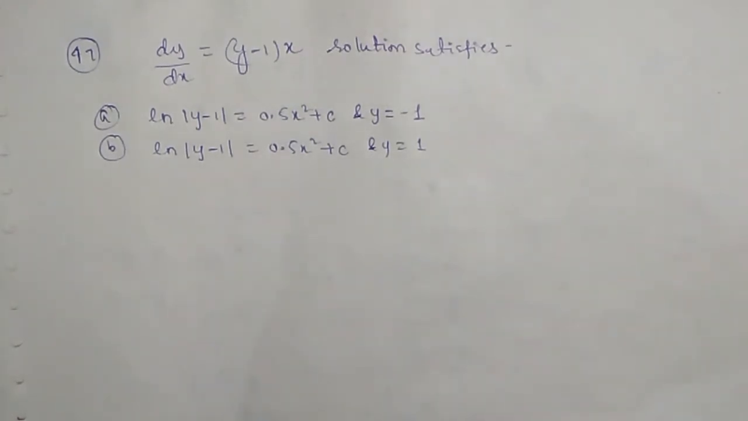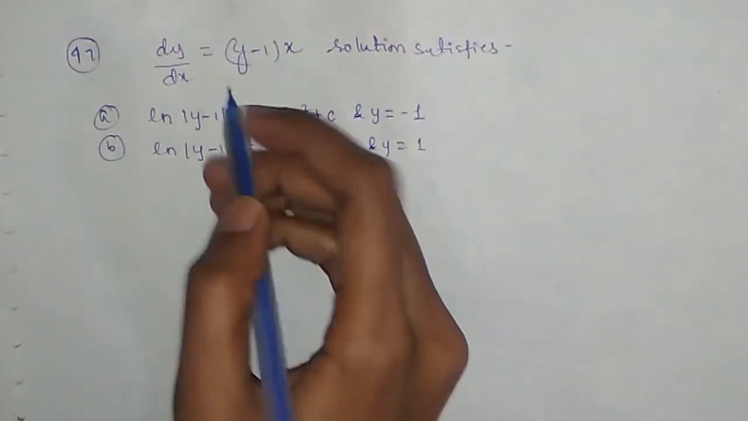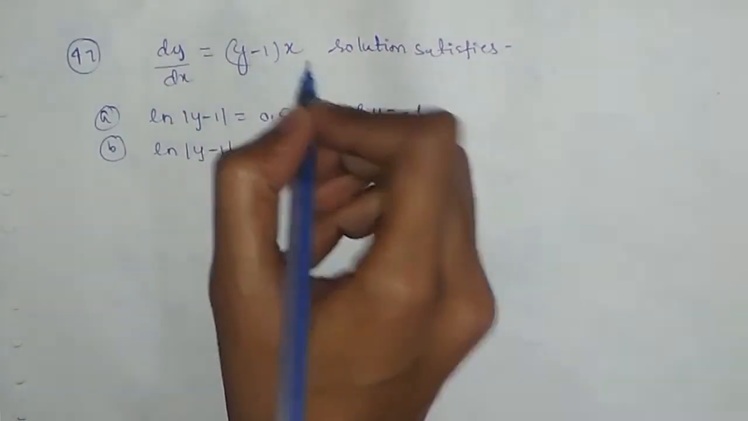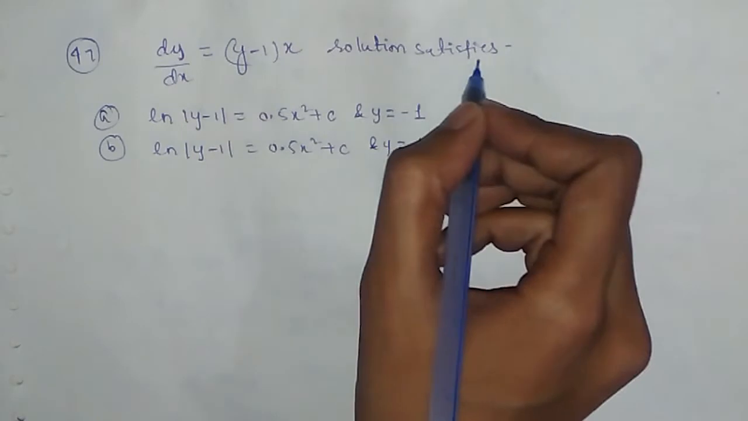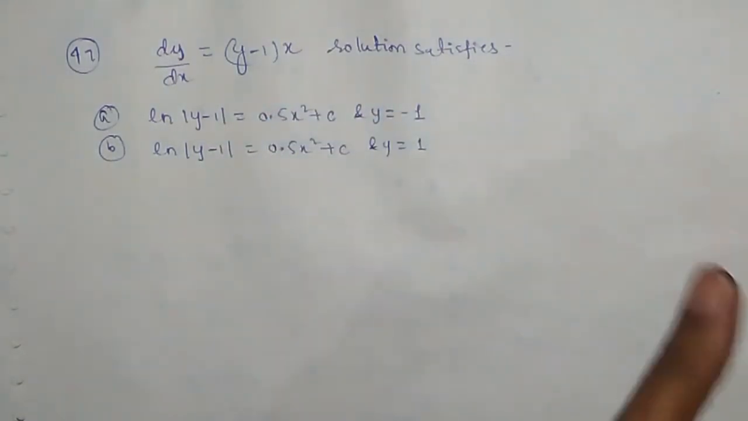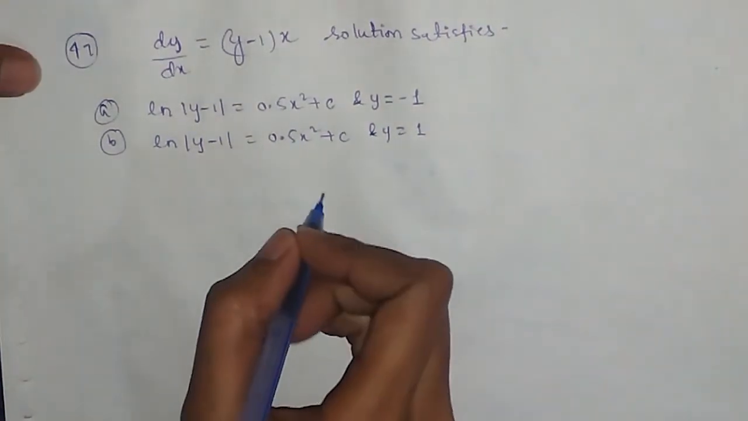This is a mathematics question in which we are given this differential equation, dy by dx equals (y minus 1) into x, and it is asking for the solution of this differential equation. So we'll solve this differential equation and we'll get our answer.